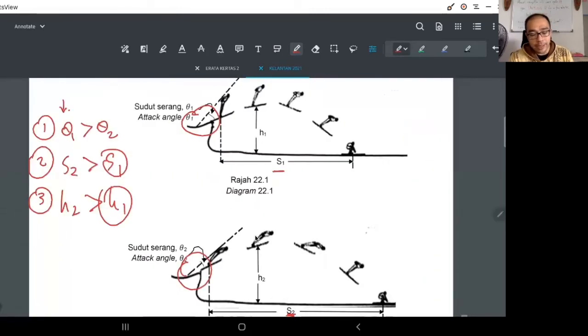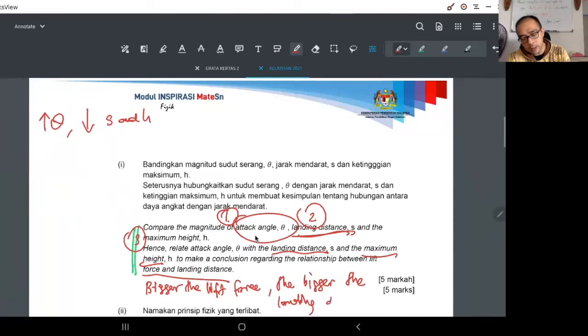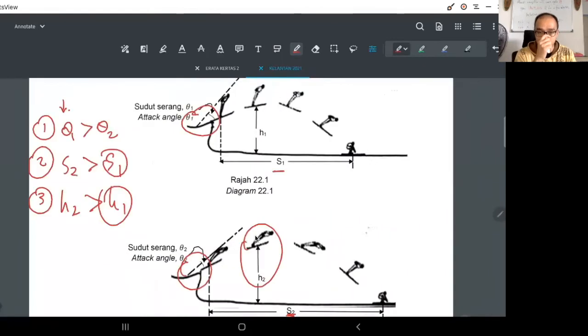So if you think about it, the lift force, which has a bigger lift force? Obviously, this one lah. Okay, because the height is higher. Okay, so the bigger the lift force, the bigger the landing distance. Okay, so how do you get a bigger lift force? Is by having a smaller attack angle. Okay, smaller angle of attack.